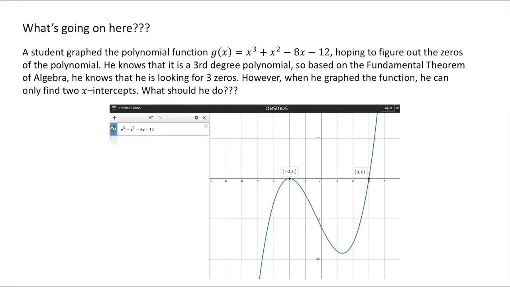Sometimes polynomials can do something a little bit different. For example, this student graphed the polynomial g of x equals x cubed plus x squared minus 8x minus 12 and was trying to figure out the zeros. He knows it's a third degree polynomial, so based on the fundamental theorem of algebra, he's looking for 3 zeros, which is correct. The degree tells us the number of zeros. But when he graphed the function, he could only find 2 x-intercepts: at -2, 0 and at 3, 0. So he's wondering, where did the third zero go?